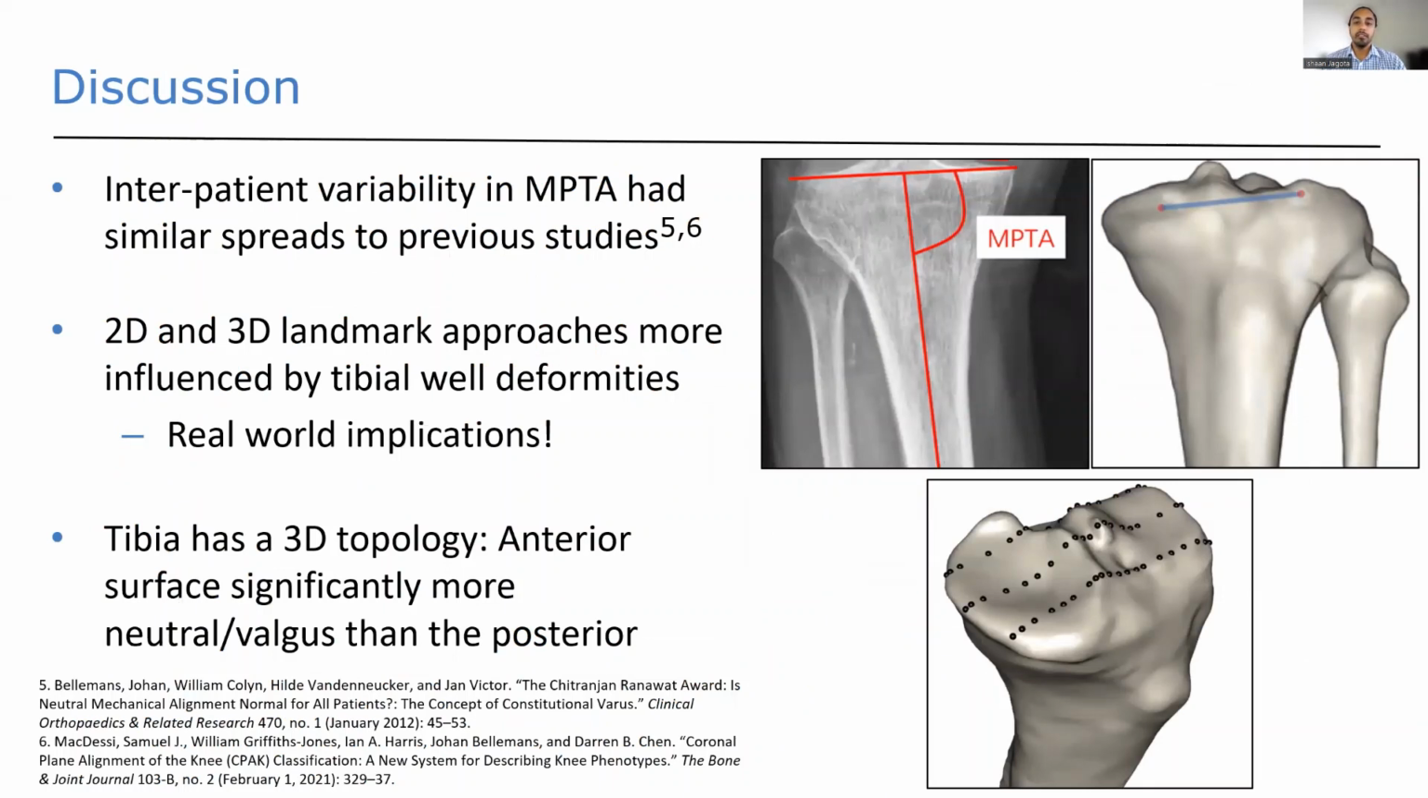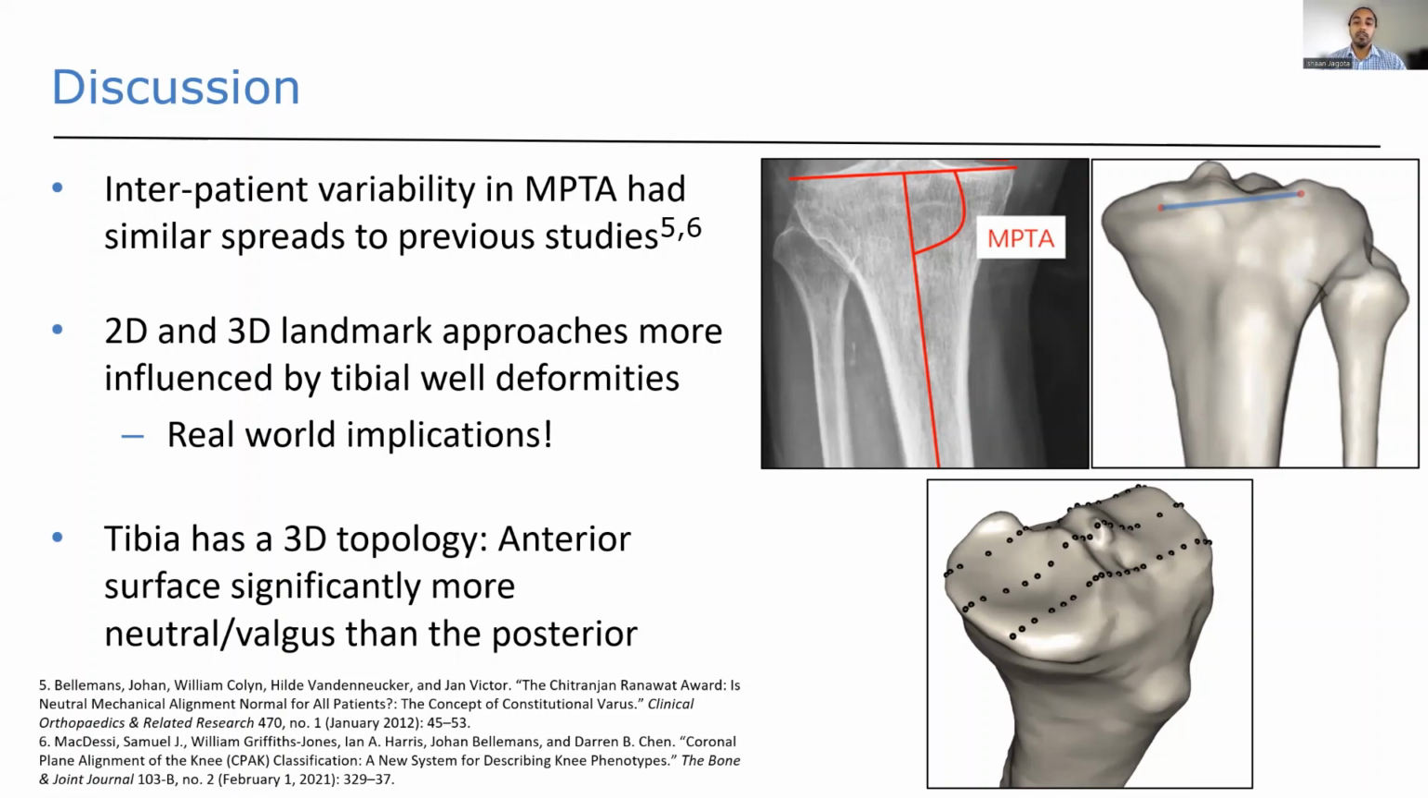So overall, the interpatient variability in the MPTA across all approaches was similar to what's previously been published in literature, with a standard deviation in the range of 2 to 3 degrees. The 2D and 3D landmark approaches result in a more varus MPTA measurement compared to the regression techniques. And this may be due to the fact that these landmark techniques are more influenced by tibial well deformities.